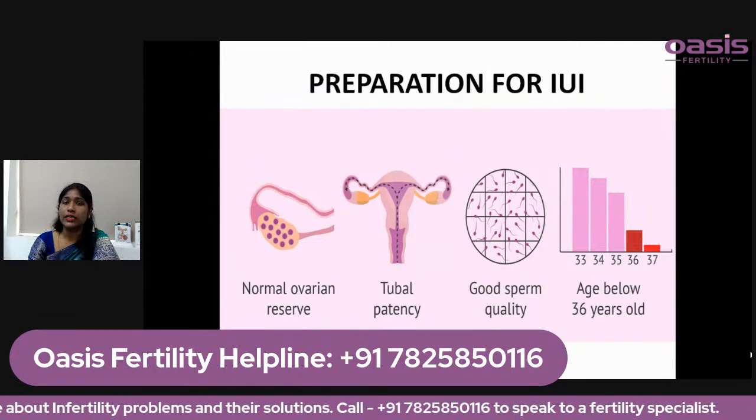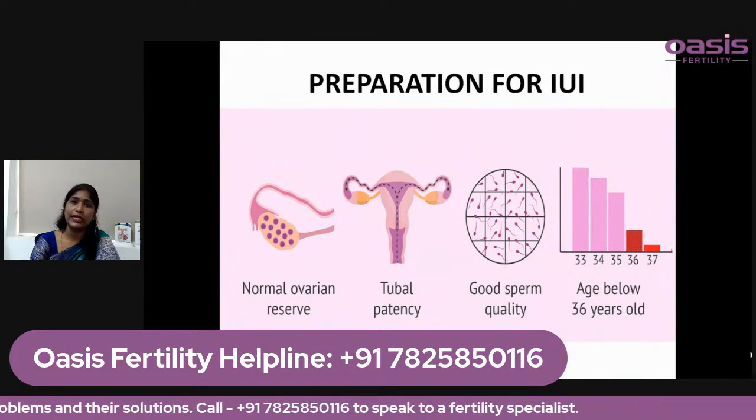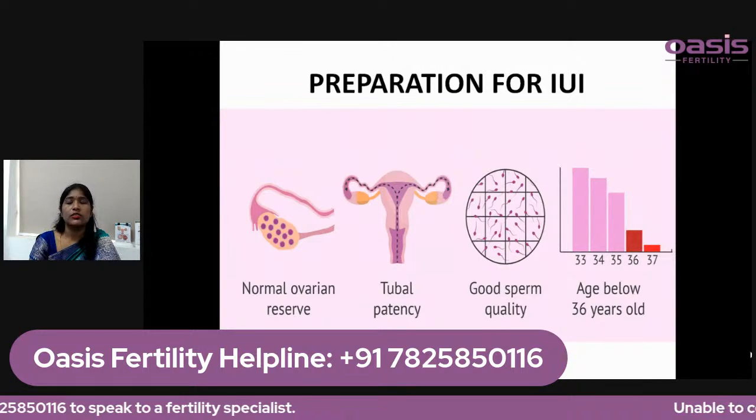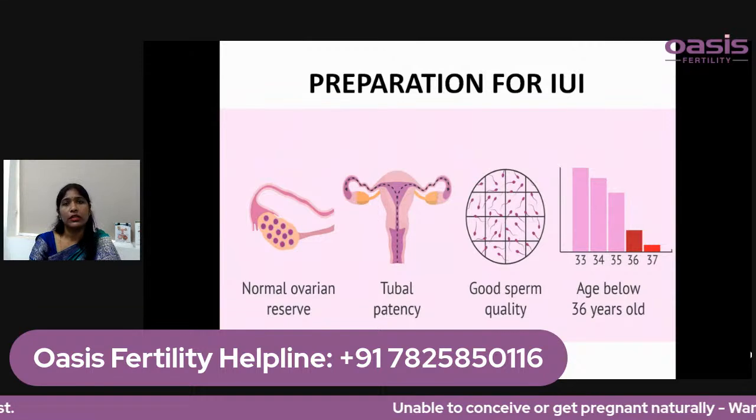The third is we need to understand if the semen parameters are normal, or at least if they are suboptimal, or at least they are in a range where the IUI is possible. So semen analysis is very important, and also we have to check the age of the woman.